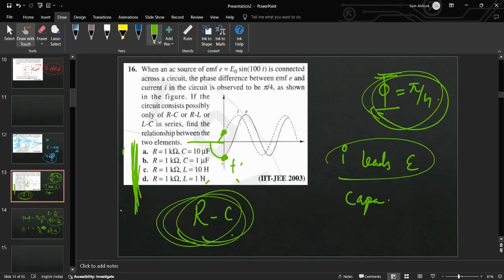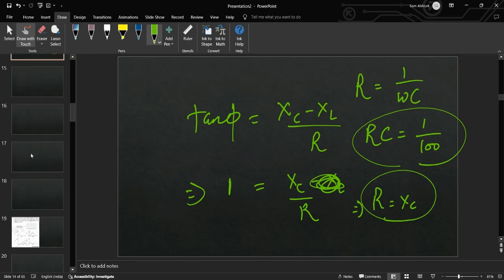Okay, first one, kilo, 10 to the power 3 into 10 to the power minus 6. Sorry, this is 10 to the power minus 5. So this is 1 by 100. Yes, this is the answer. Option A is the answer. My bad. 10 microfarad means 10 into 10 to the minus 6, that is 10 to the minus 5. So 10 to the 3 into 10 to the minus 5 is 1 by 100. So option A is the correct answer. So we got it. Again, a very good question. Next.